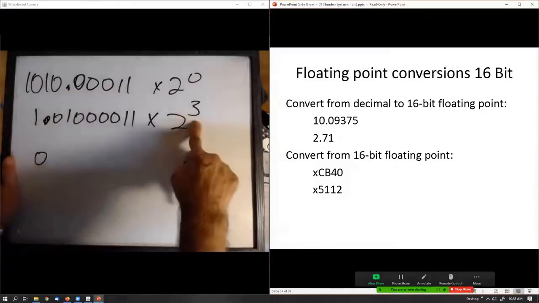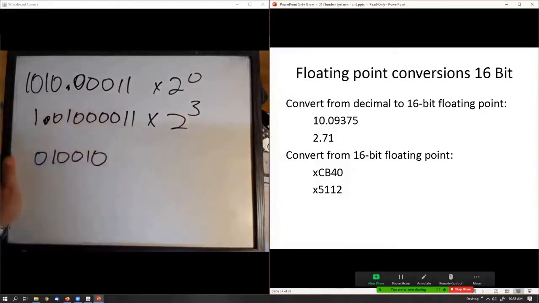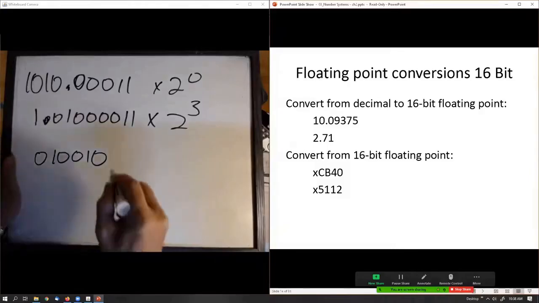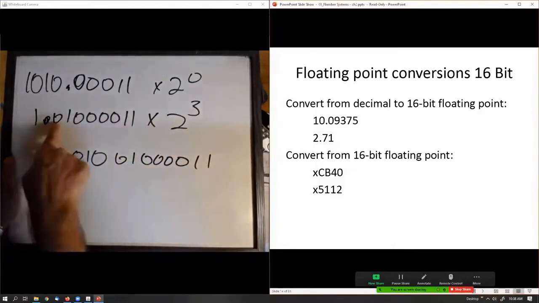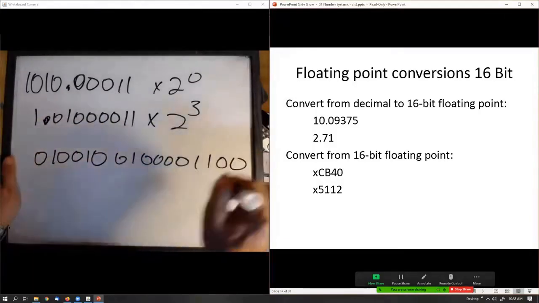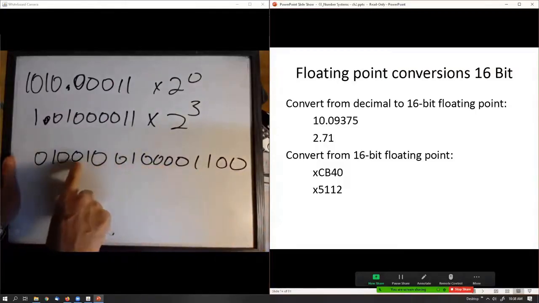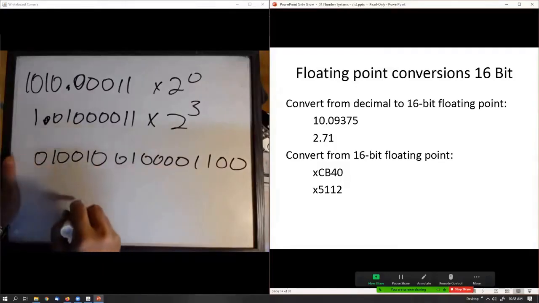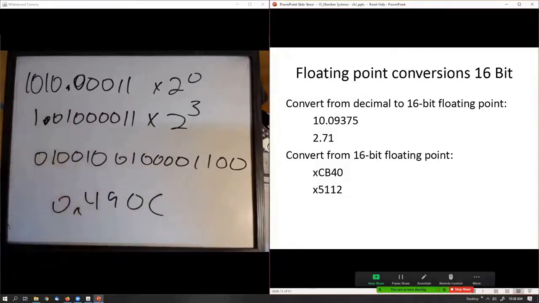Characteristic, 3 plus 15 is 18. And then the mantissa, 0, 1, 1, 2, 3, 4, 1, 1. All right, that's 1, 2, 3, 4, 5, 6, 7, 8. So I know I need 2 more on the end. That should be 16 bits. 1, 2, 3, 4, 5, 6, 7, 8, 9, 10, 11, 12, 13, 14, 15, 16. Write it in hex if we need to. 490C. Not too bad.